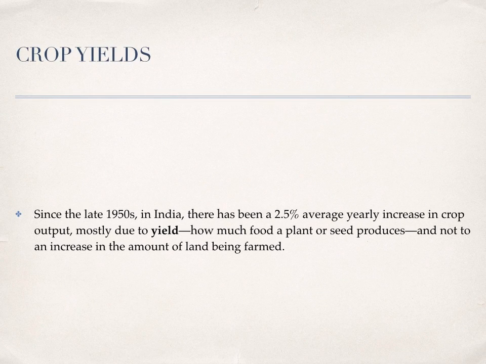Crop yields. So since the late 1950s in India, there's been a 2.5% average yearly increase in crop output. This is not because there were more lands put under cultivation. This is mostly due to an increase in yield, or how much food that a plant or a seed can produce.